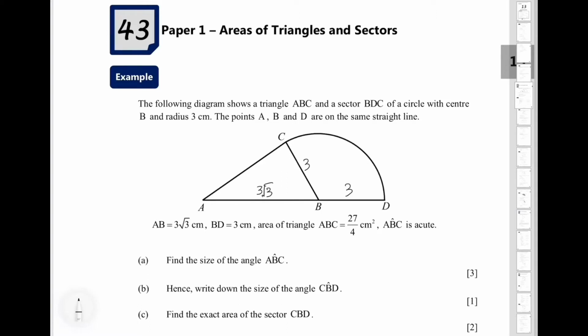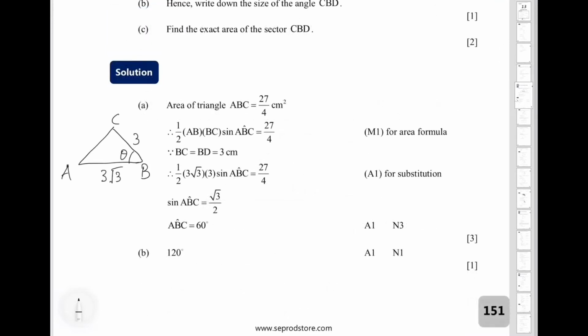And also we are given that the angle ABC is an acute angle. I try to denote this angle by theta, and this would be helpful for our working in part A. So in part A, we are going to find the size of the angle ABC. We can consider the triangle ABC, and as we are given that the area of this triangle would be 27/4 cm squared.